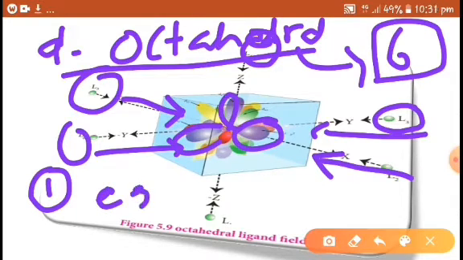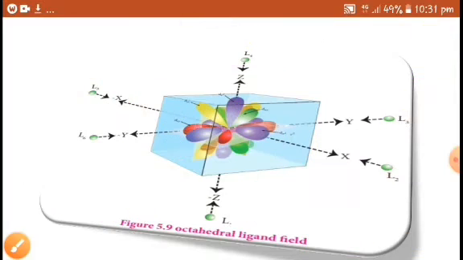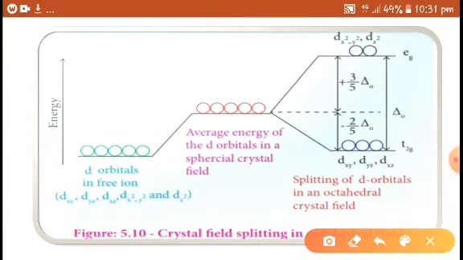So which orbital lies along the axis? Eg. So the energy of the Eg orbitals will be increased. At the same time, the orbitals which lie between the axis, their energy will be decreased. The energy of the T2g orbitals will be decreased. We will observe this in the next slide. Here, crystal field splitting in octahedral complexes.